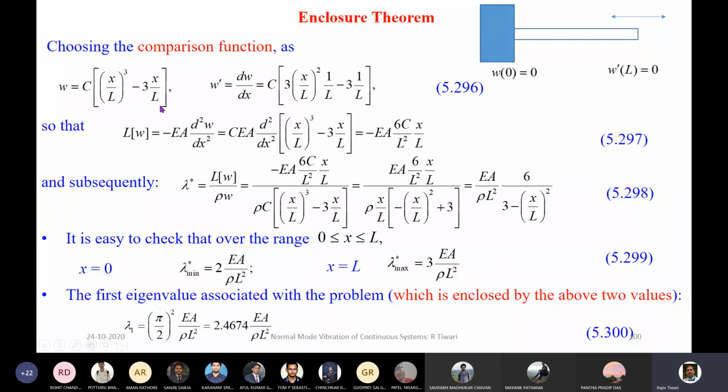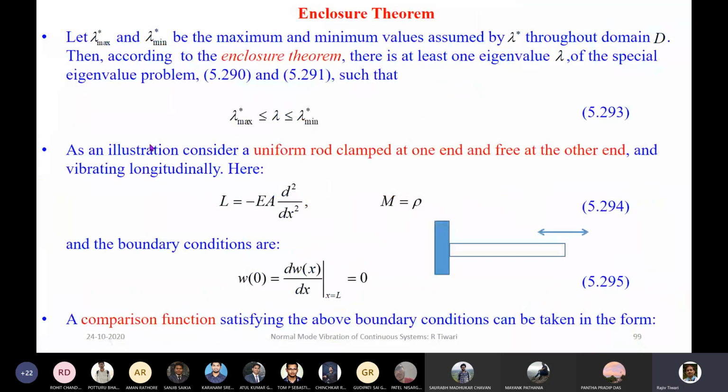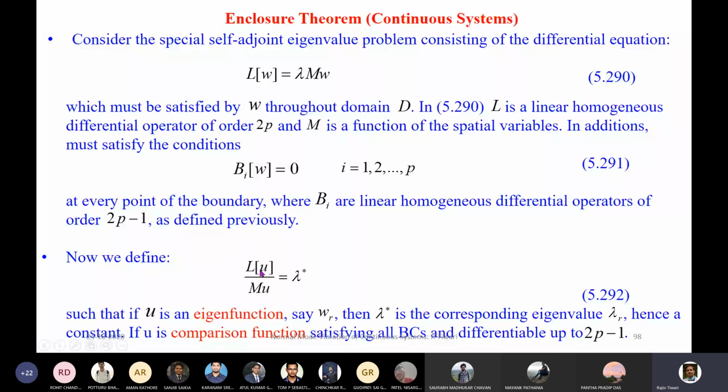It should be differentiable up to 2p. So even if you differentiate twice, it should not vanish. It should be differentiable up to 2p because the L operator is having that much differentiation. So here we are having the L operator and this. So now we are obtaining this.